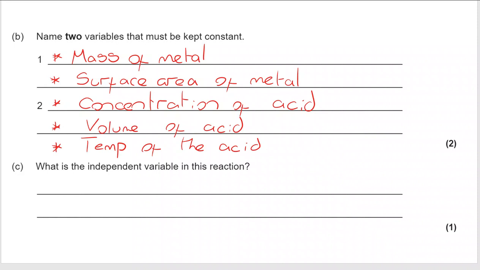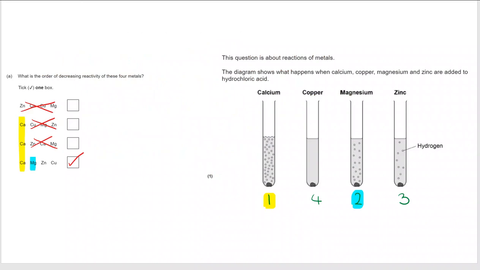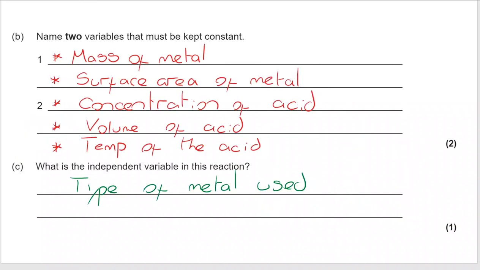And what was the independent variable in this reaction? Remember, this is the one we're looking at. We can see same volume of acid. We've said same concentration of acid. We talked about the same mass of metal, but we're actually changing each time the type of metal that we're using. So that is the independent variable.